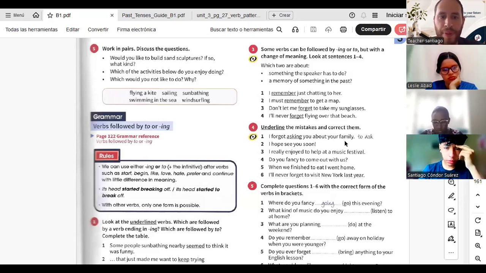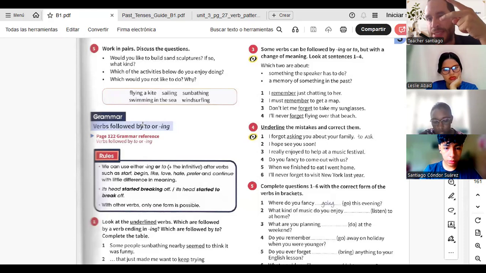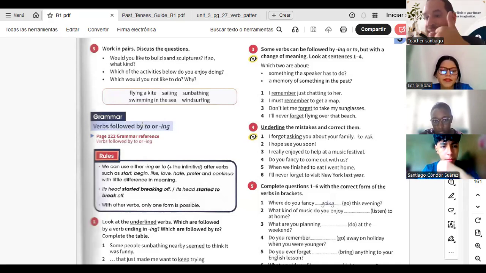Okay. Verbs followed by to or ing. We use this when there are two verbs together. Dos verbos seguidos. For example, I like playing video games. Like is a verb and play is another verb. So when we have two verbs together, we need to decide if the second verb goes in infinitive, with to, or in gerund, with ing. And to decide it, we need to pay attention to the first verb.